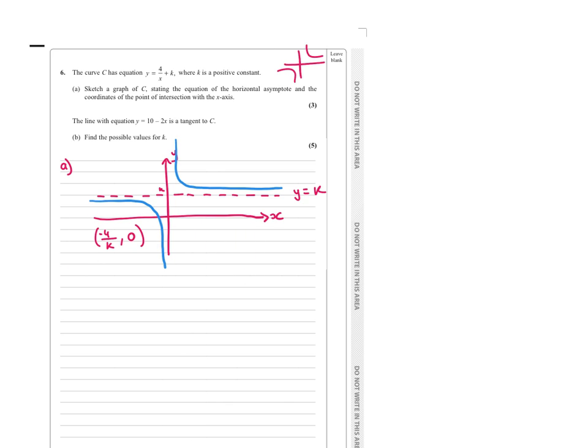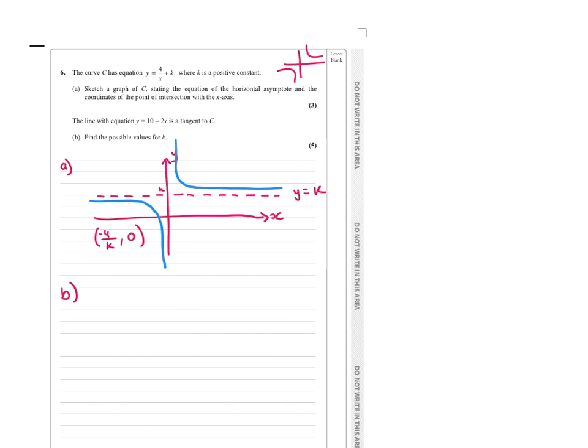It then says in part B, the line with the equation y equals 10 minus 2x is tangent to C. Find the possible values of k. So we know the line with the equation y equals 10 minus 2x is a tangent to C. Okay? So they must meet at one point. Okay? If it's a tangent, that means that they will share one point in common.